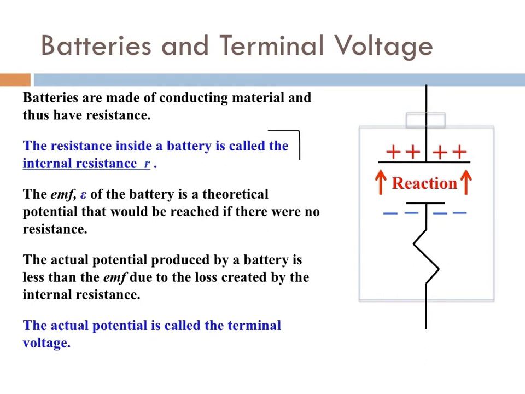This part you do need to write. The EMF of the battery is a theoretical potential that would have been reached if there were no resistance. The actual potential produced by a battery is less than the EMF due to the loss created by the internal resistance. The actual potential is called the terminal voltage.